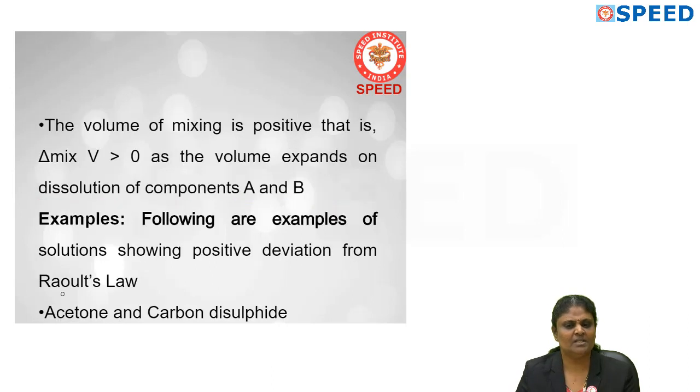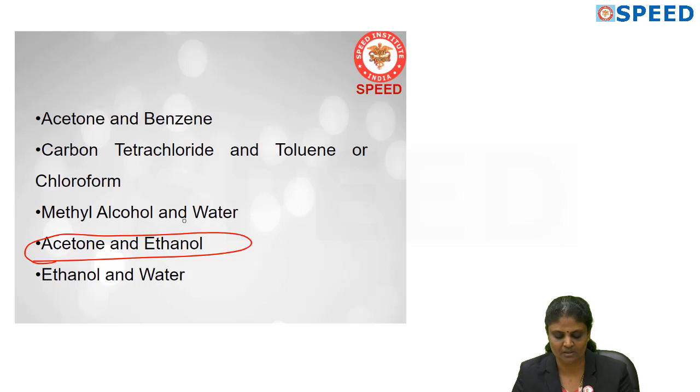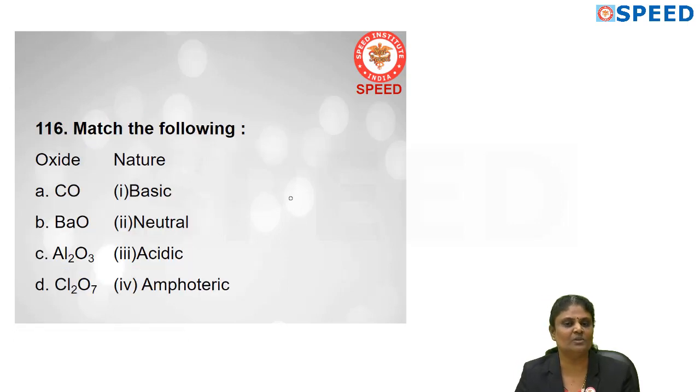Some other examples are also given: acetone and carbon disulfide, acetone and benzene, carbon tetrachloride and toluene or chloroform, and methyl alcohol and water. The one given in your question paper is acetone and ethanol and water. These combinations give positive deviation from Raoult's law.